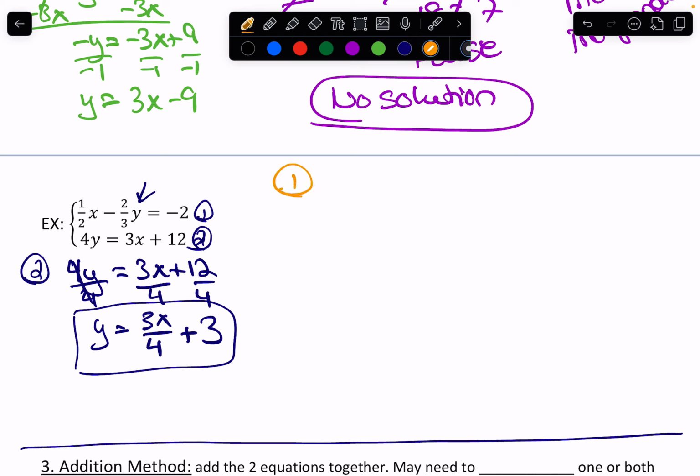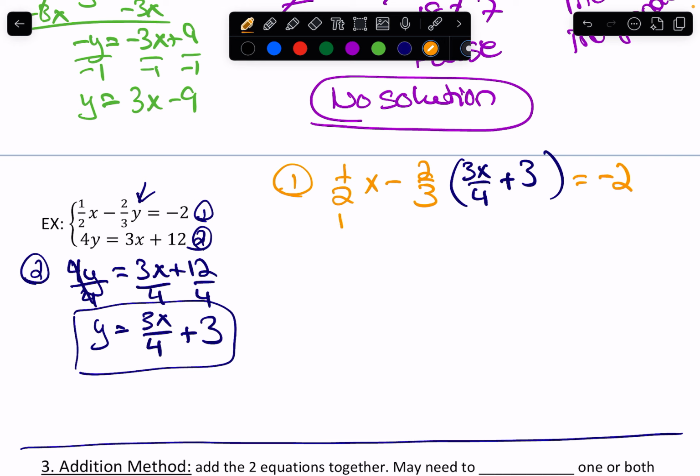Okay, so that first one is going to be a half x minus 2/3, and our y is 3x over 4 plus 3. And all of that equals -2.